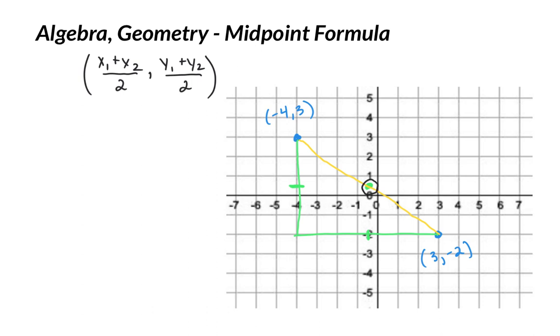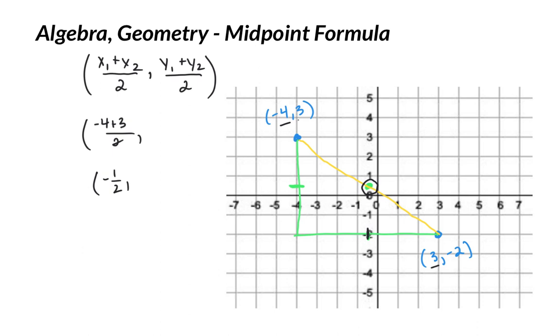So in this example, our 2 x's are -4 and 3. So (-4 + 3) over 2. Well, -4 plus 3 is -1. -1 divided by 2. I'm just going to leave it as a fraction. You can see that is the x value we found.